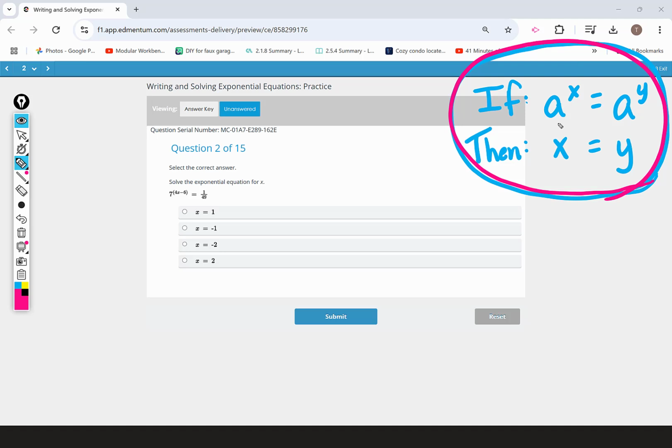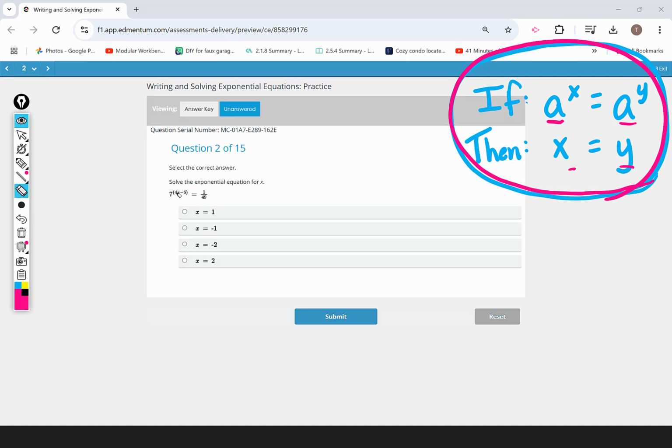All this is saying is if the base number that you're raising to a power is the same on both sides, then you can set the exponents equal to one another. That's our goal in this problem. Our base on the left side is 7. The base on the right side is 1 over 49.